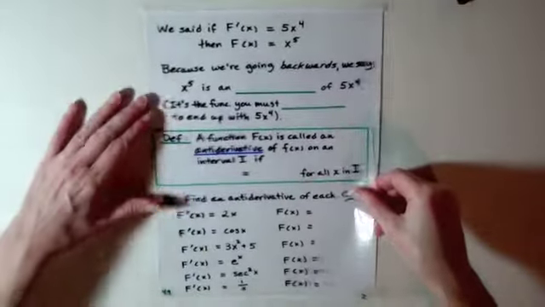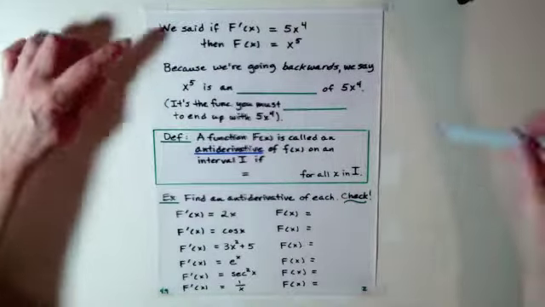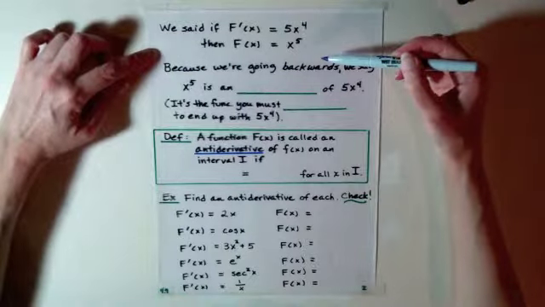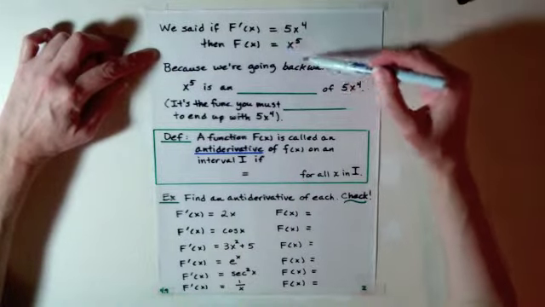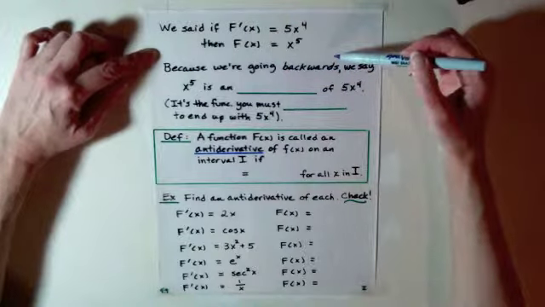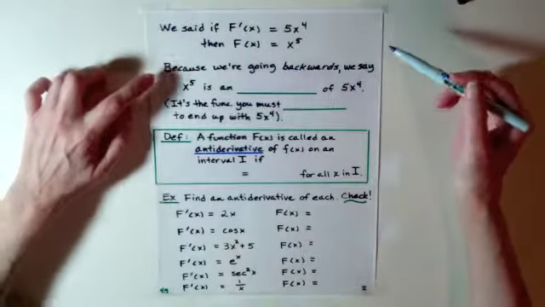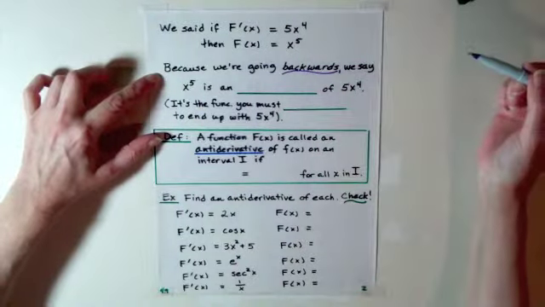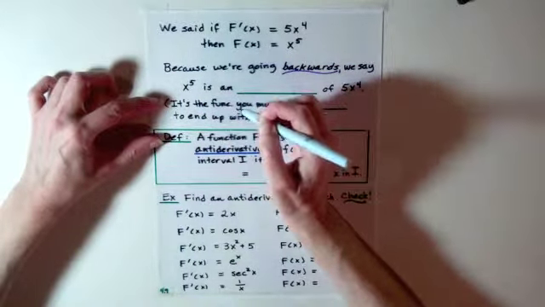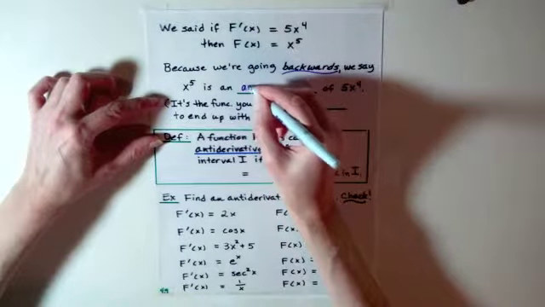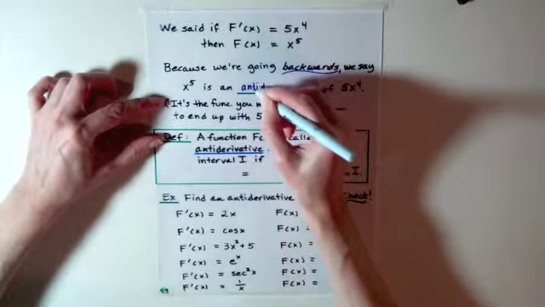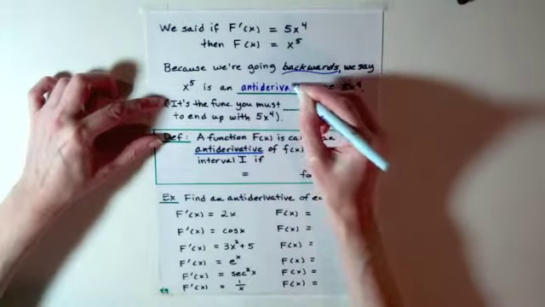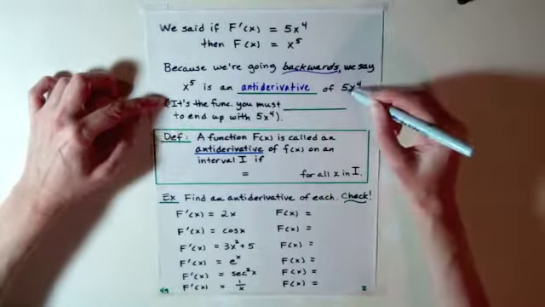So let's see, here's our next page. And we said that if f prime is 5x to the fourth, then f of x is x to the fifth. We're actually going to improve this answer in just a few minutes, but hold off on that. Because we're thinking backwards, the way you do on the Jeopardy show, we say that x to the fifth is an antiderivative of 5x to the fourth.